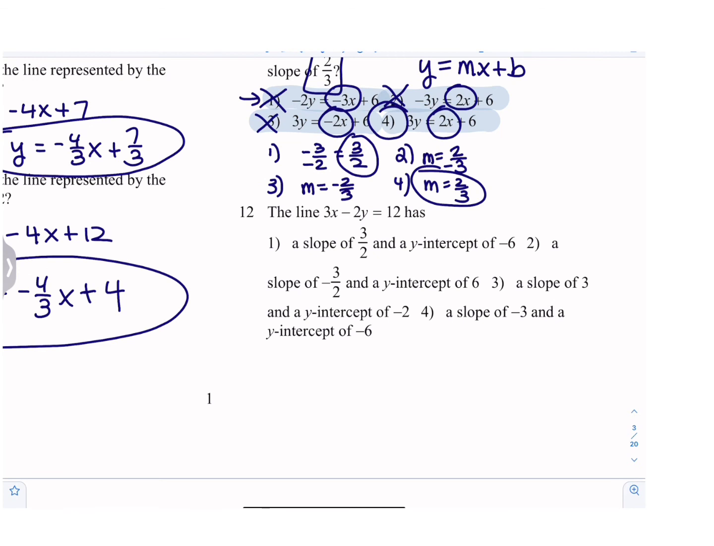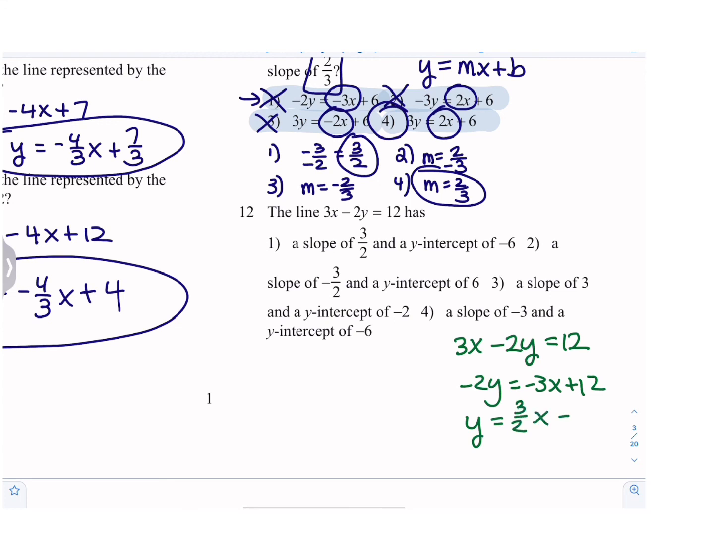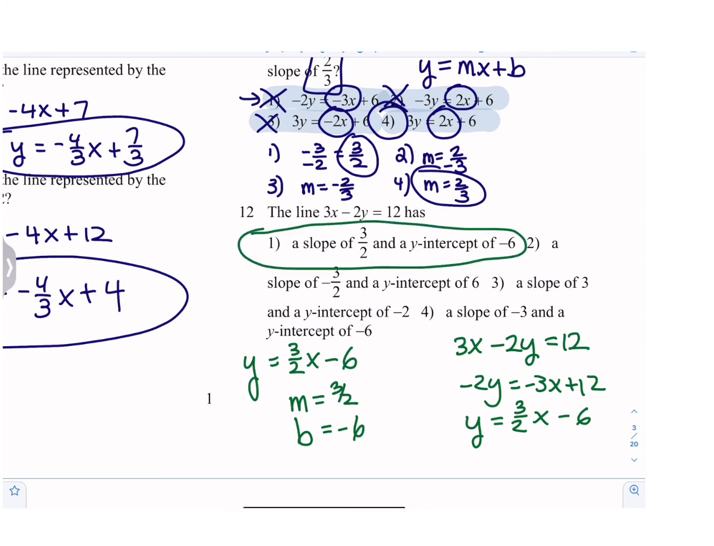So we have the equation 3x minus 2y equals 12. So rearranging some terms, negative 2y equals negative 3x plus 12, or y is equal to 3 halves x minus 6. So if y equals 3 halves x minus 6, then this thing has a slope of 3 halves and a y-intercept of negative 6. Choice 1.